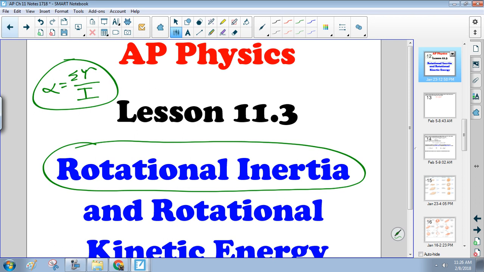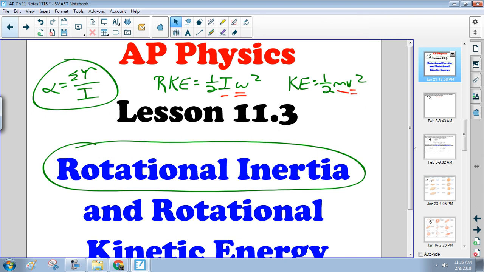Another thing we learned last year is that the rotational kinetic energy of an object is equal to 1/2 I omega squared. It's very similar to our traditional kinetic energy equation, 1/2 mv squared. Mass is replaced by inertia, and velocity is replaced by angular velocity. So we're going to talk about rotational inertia, how to find it, and what it has to do with rotational kinetic energy.